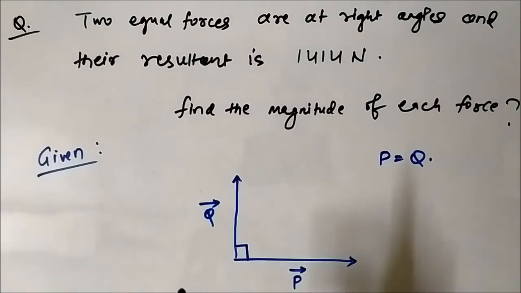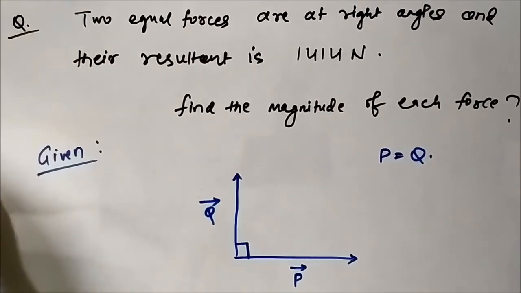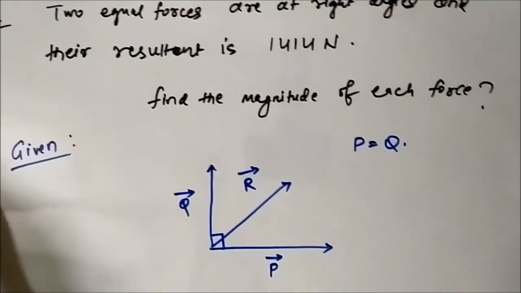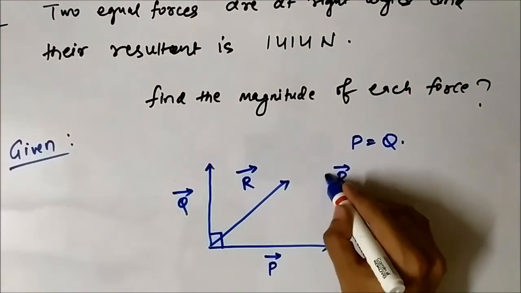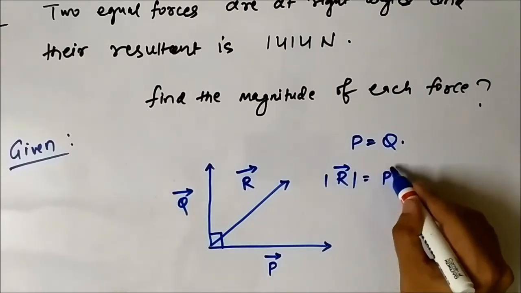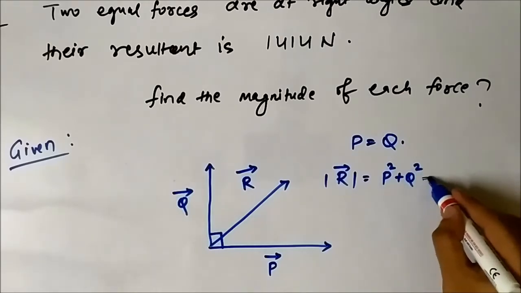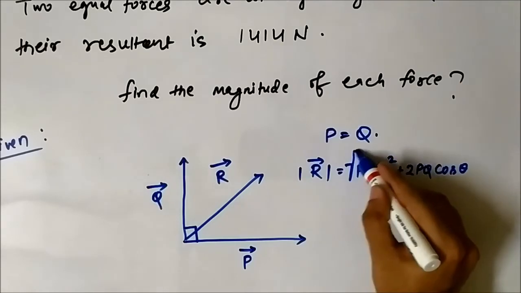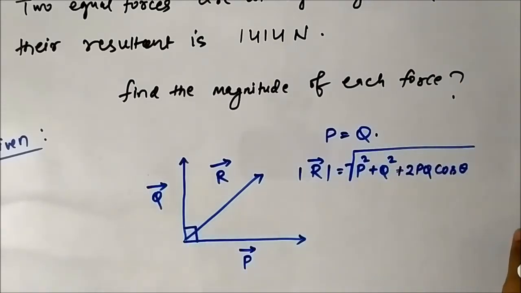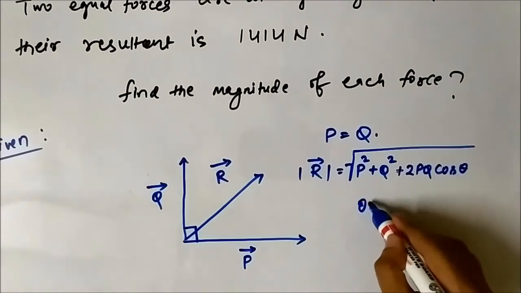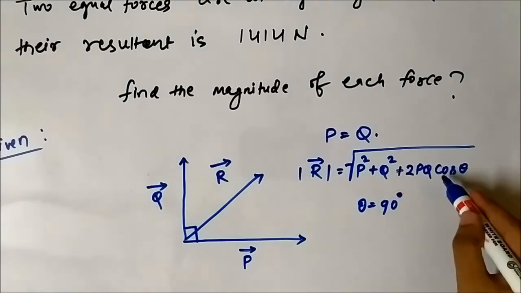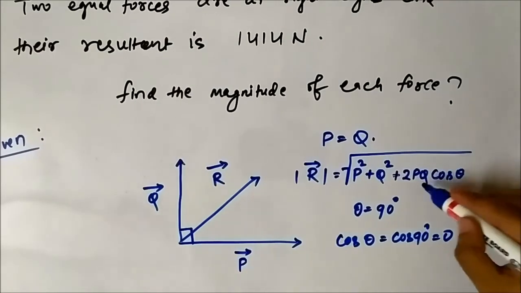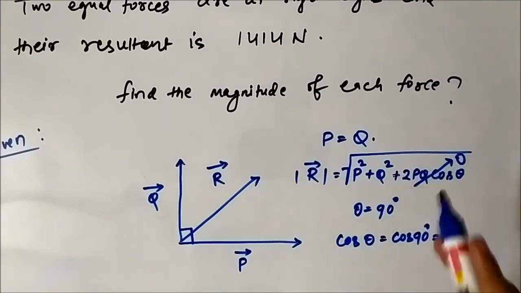Now we know that the magnitude of the resultant vector is given by the formula: magnitude of R is equal to root over P square plus Q square plus 2PQ cos theta, where theta is the angle between the two vectors. Now here theta is equal to 90 degree, cos theta is equal to cos 90 degree, which is equal to 0. So this term will become 0.